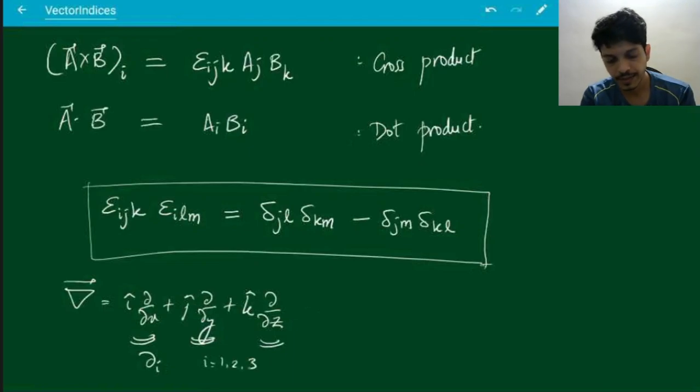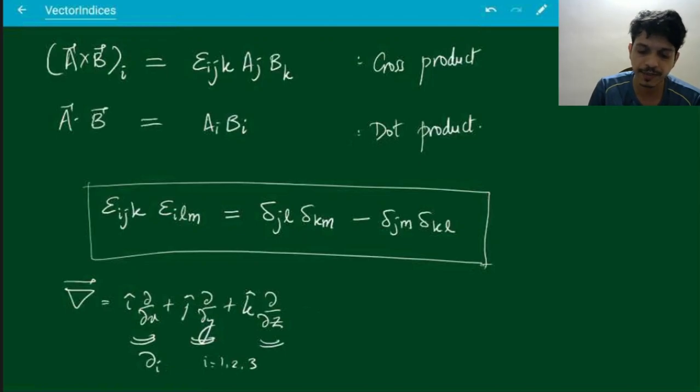So if I say del 1, then that is with respect to x, del 2 with respect to y, del 3 with respect to z. Or of course, you could be in some other coordinate system. So del 1, del 2, del 3 could correspond to del r, del theta, del phi, or whatever it is. So we are going to treat this the same way as we treat the components of these other vectors when we are doing our manipulations.